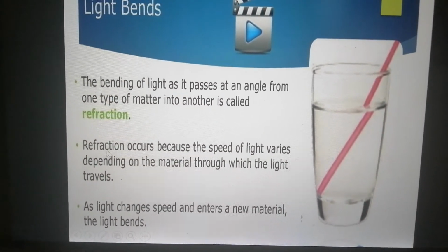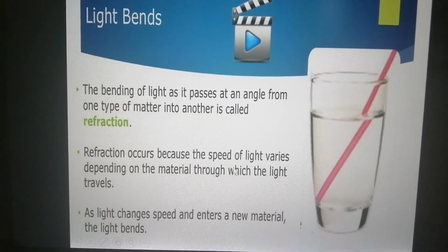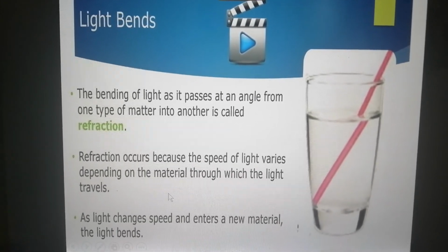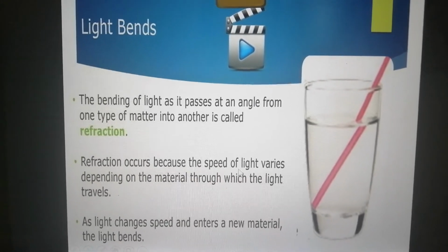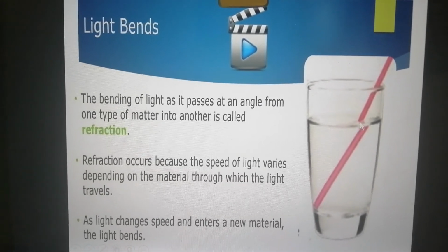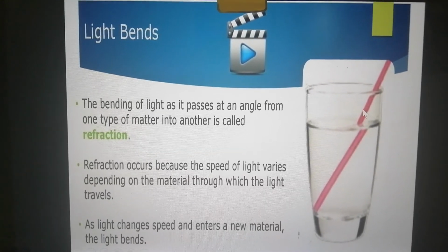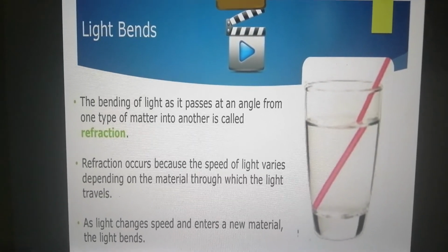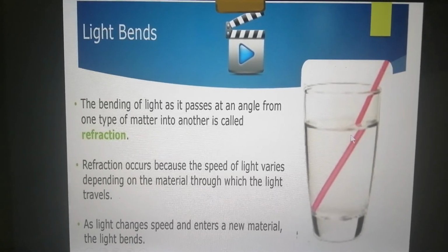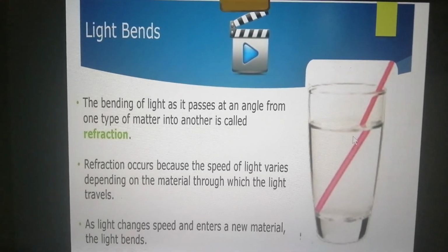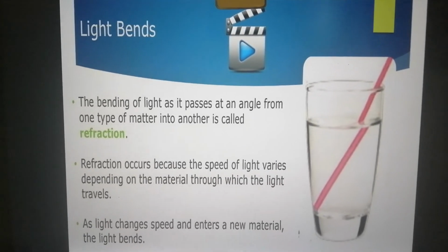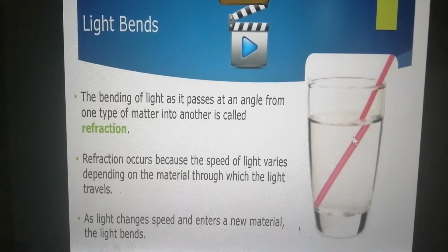Refraction occurs because the speed of light varies depending on the material through which the light travels. What does this mean? Why do we see this matter bending? Because the light changes its speed. The light in the air was fast, and when it enters the water, it becomes a little slower. So it changes speed, and you see the material as if it is bending, but actually it's not.